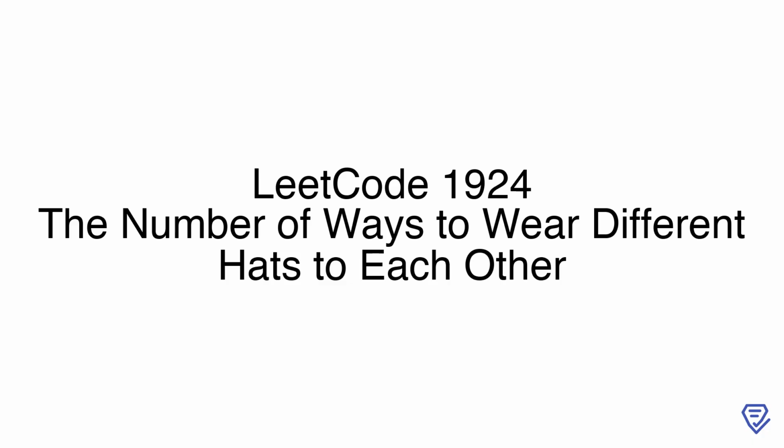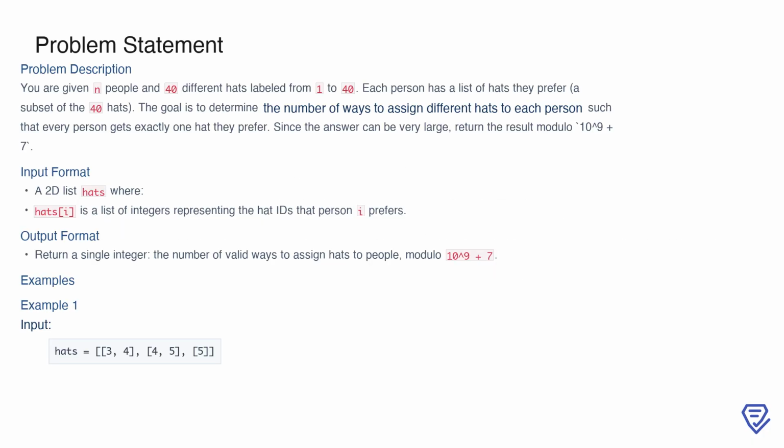Let's dive right in. In this problem, we are tasked with assigning hats to people in a way that satisfies their preferences. Specifically, we have n people and 40 hats labeled from 1 to 40. Each person has a subset of these hats that they prefer, and our goal is to determine the total number of ways to assign hats such that each person gets exactly one hat they prefer, and no two people share the same hat. Since the number of possible assignments can be very large, we will return the result modulo 10^9 plus 7.